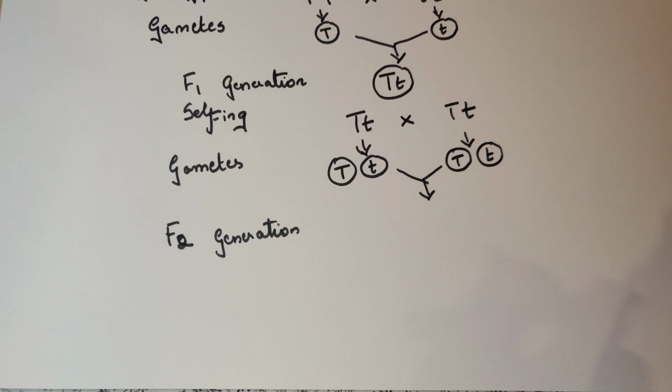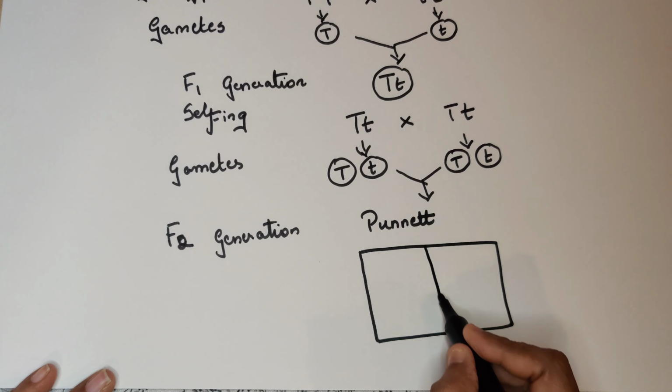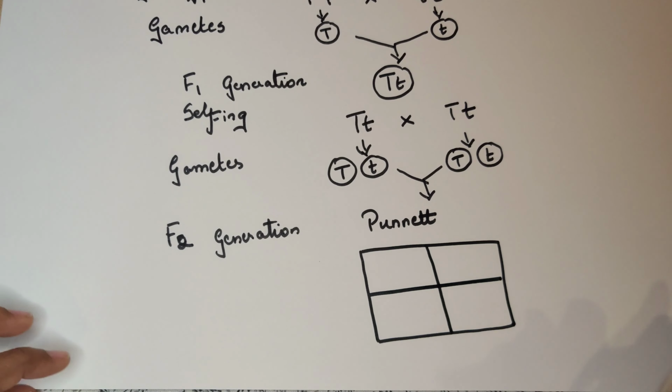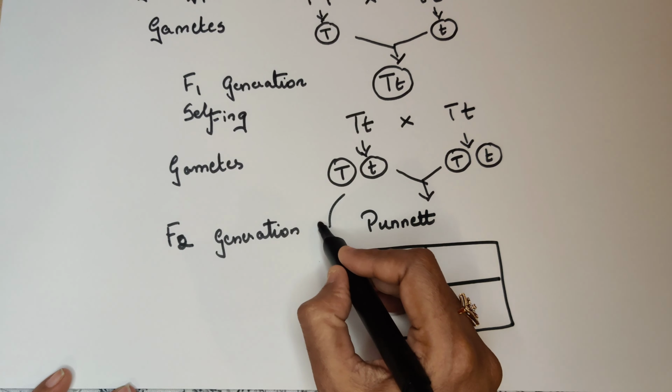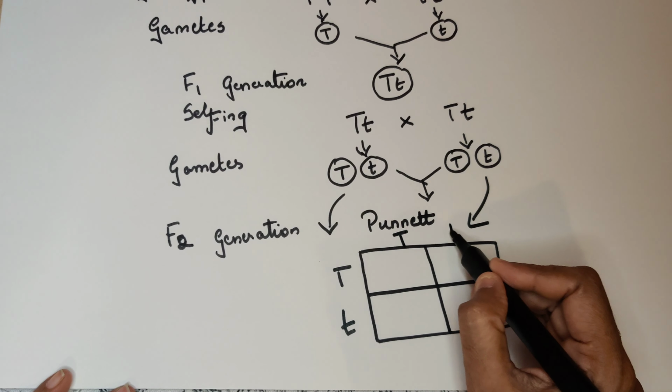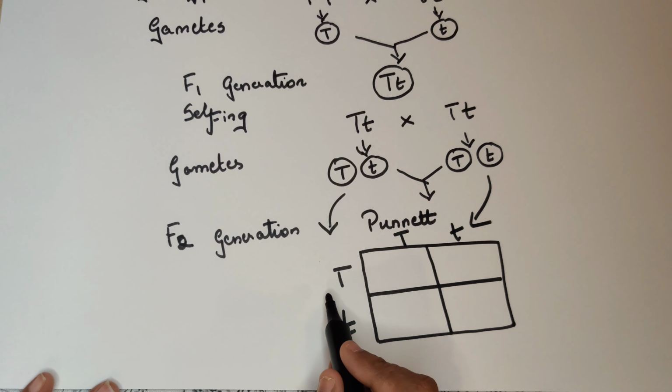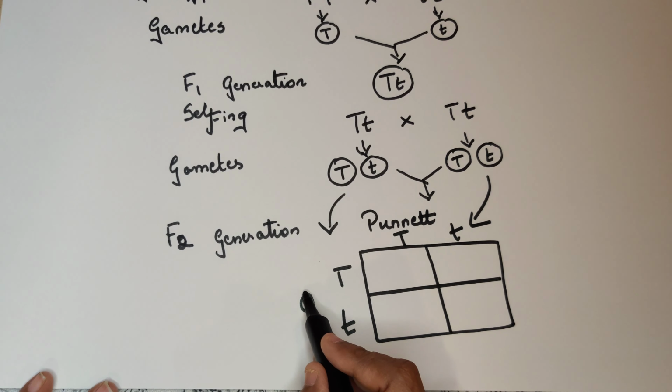A Punnett square looks like this. It was developed by scientist Reginald Punnett. So this is how it is. It is made up of 4 squares like this. So you have to bring this over here and this over here. Capital T, small t. Bring this over here, capital T, small t. So you have to consider one as male, either one, and here as female.